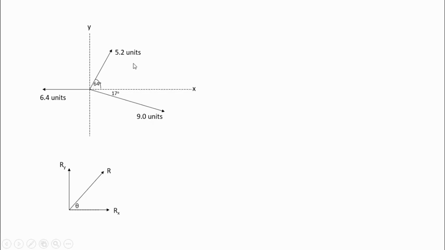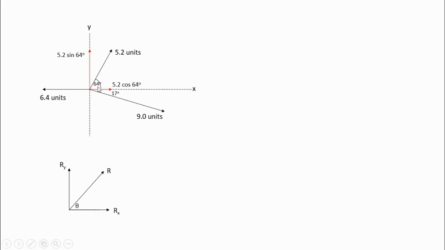So first we resolve our vectors. The 6.4 units is already along this line where x is, so we don't have to resolve that. This has no y component. We can resolve the 5.2 units. It is neither along y nor along x, so we can resolve that into two perpendicular components. Those red lines represent the components of the 5.2 units. How do we calculate these components?